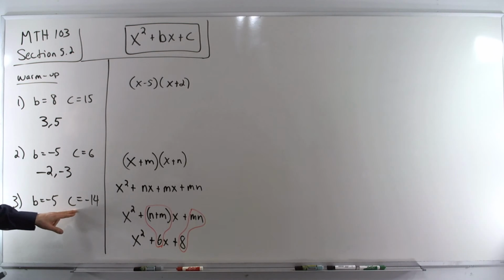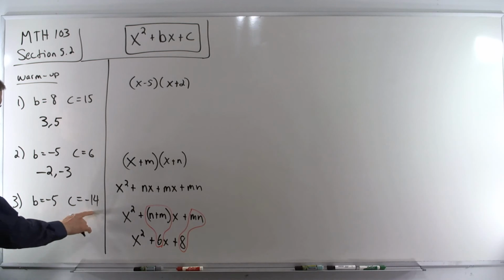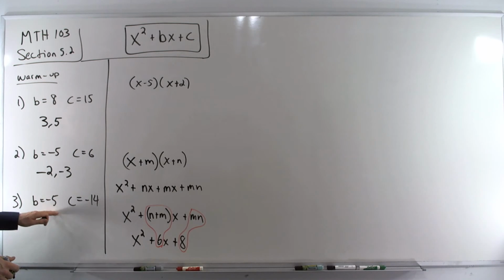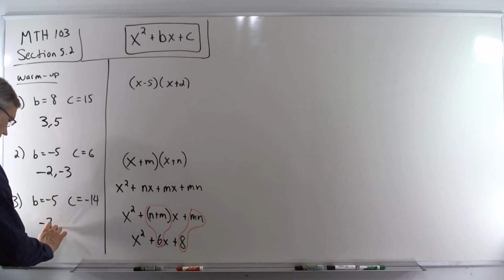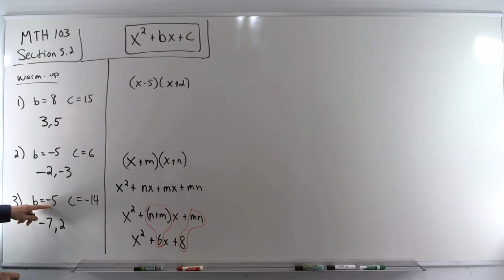Now for this last one, we've got a C which is negative. That means one of the values has to be positive and one has to be negative. If we look at the sign of B, B is negative. That means the bigger of the two numbers has to be negative. So with 14, we can have 1 and 14. Well, that doesn't work. How about 2 and 7? If we have -7 and 2, and we add them together, we get -5. -7 times 2 is -14, so there's your two numbers.